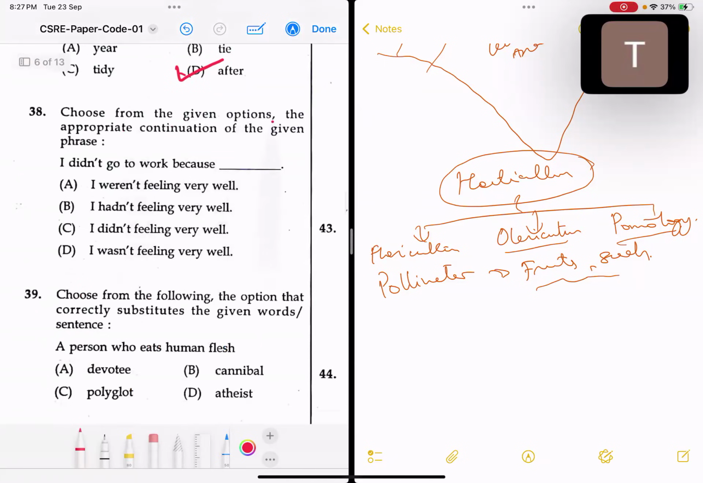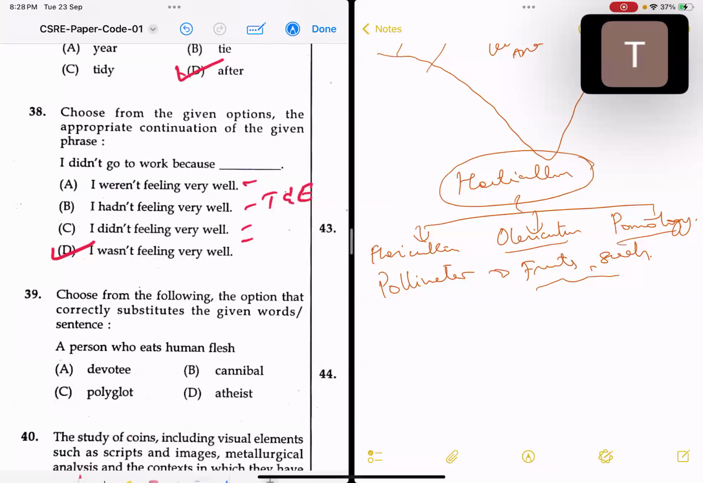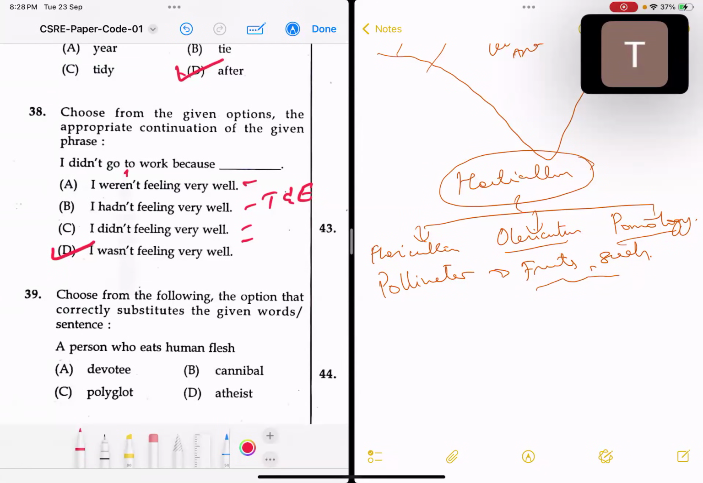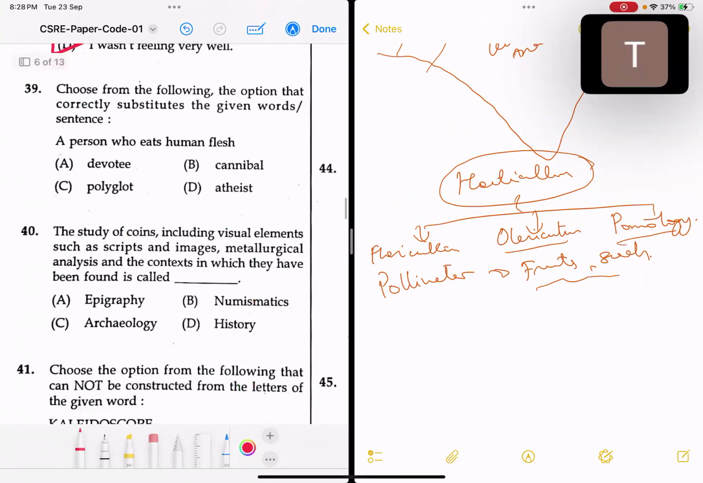Choose from the given options the appropriate continuation of the given phrase. I didn't go to work because, so it should be I was not feeling very well, right? So when it comes to this type of grammatical question, you can do the trial and error method, okay? Just try and see whether it makes sense. Because here, we can't use a plural verb, right? Because I is always considered as singular. So it should be I was not feeling well. And the correct option is D.